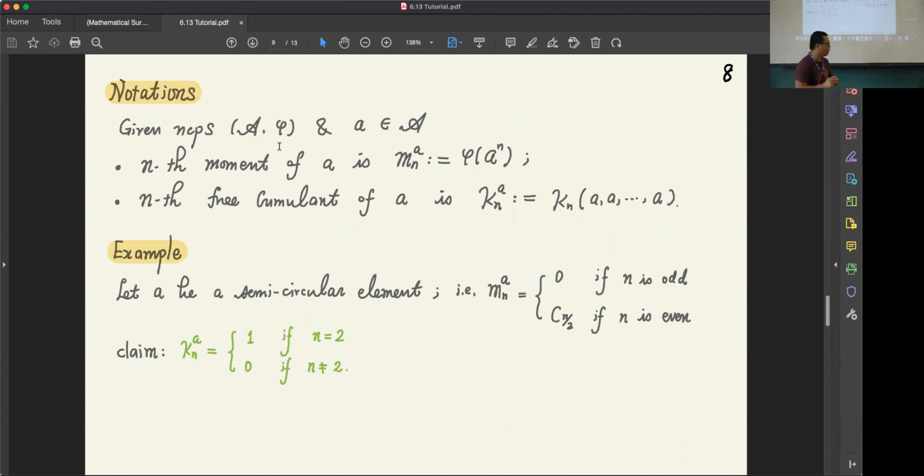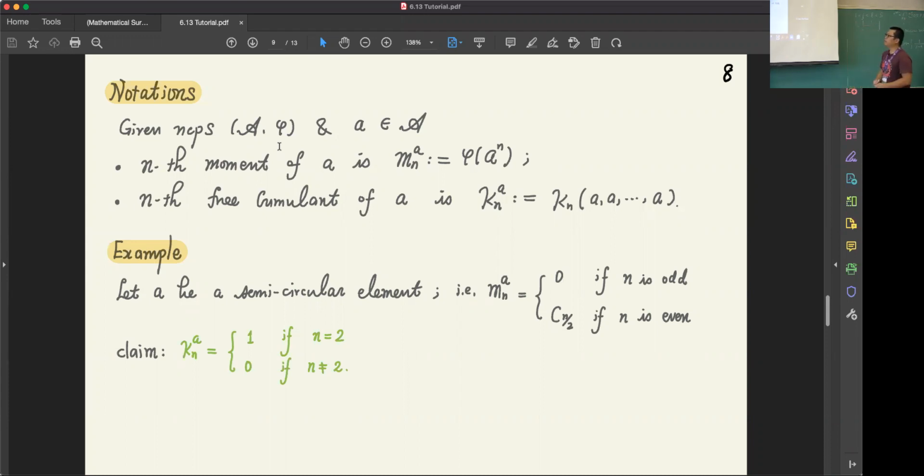As I mentioned, I will try to give another approach to prove how to compute the cumulants for a semicircular element. Let me give a simple notation here. If we consider phi of A1, A2 up to Am, and all of them are the same A, then we just write phi of A^m. This is just the moment of A, using the notation m_n(A). Similarly for cumulants, if all the inputs of kappa_n are A, then we call it kappa_n(A). It's called the free cumulant of A.